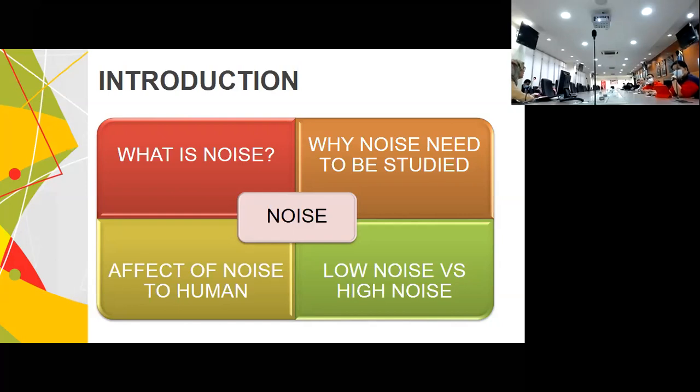So what is low noise and high noise? Low noise is something that we are looking forward to, to see whether it can help, because some studies say that low noise helps in learning. High noise is detrimental, of course, and it's not suitable. Okay, let's move on to the second theme.